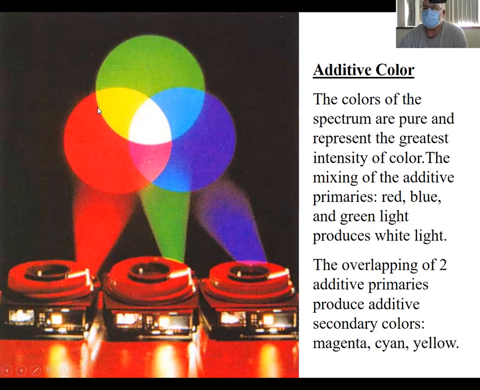We can see them up here in the circles. Where the circles overlap, we get the secondary colors of the additive system, which are yellow. When you combine green and red light, you get yellow light. When you combine blue and red light, you get magenta light.